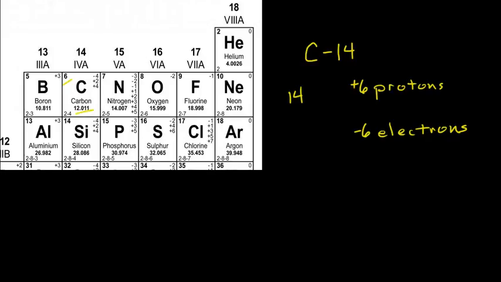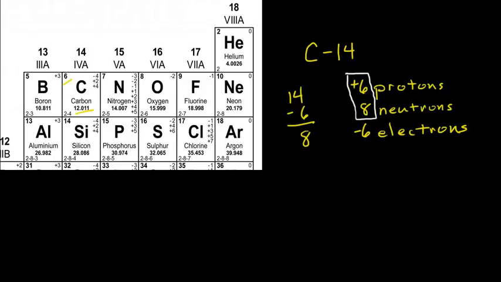So since the mass is 14, we're going to subtract the 6 protons, I'm sorry, the 6 protons, and we end up with 8 neutrons. All right, so carbon 14 will have 6 protons, 8 neutrons in its nucleus. So it will have an extra 2 neutrons. Okay, and so that will change its mass from 12 to 14.